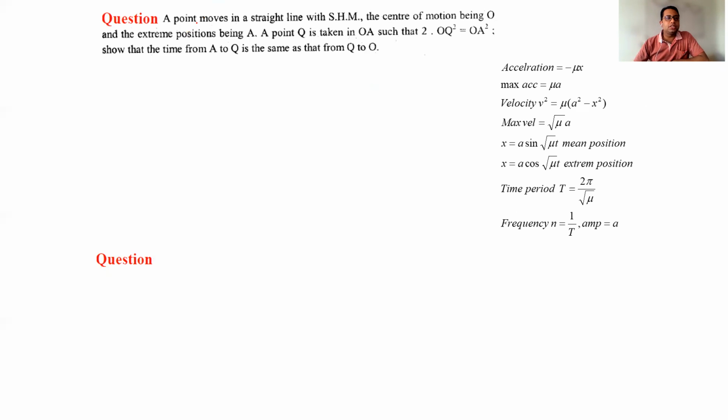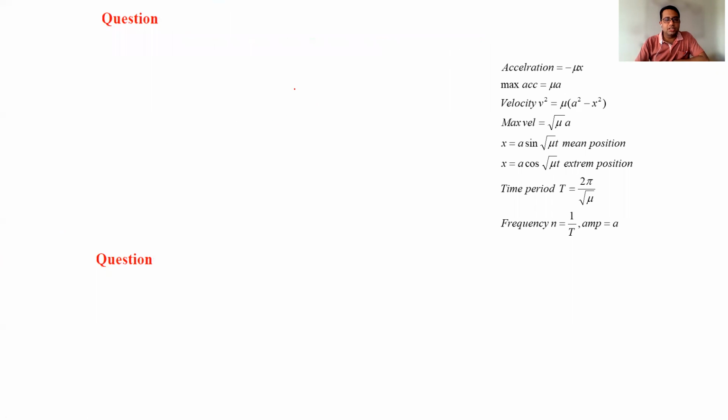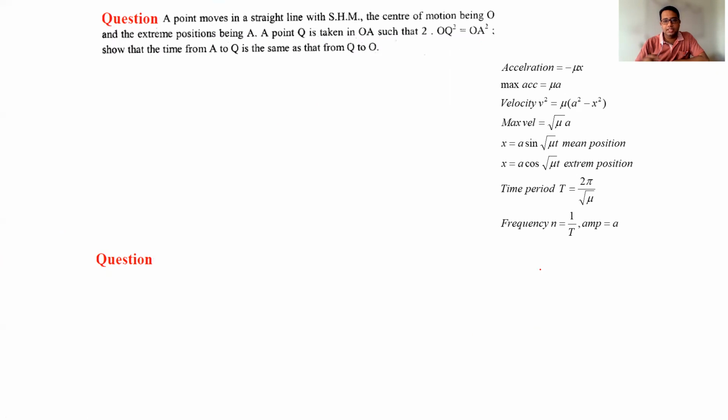Now, the next question is: a point moves in a straight line with SHM, the center of motion being O and the extreme positions being A. A point Q is taken in OA such that 2 into OQ square is equal to OA square. Show that the time from A to Q is the same as that from Q to O. Now, what is the situation in this question? Let us make the diagram.